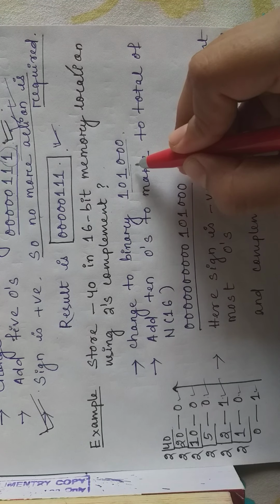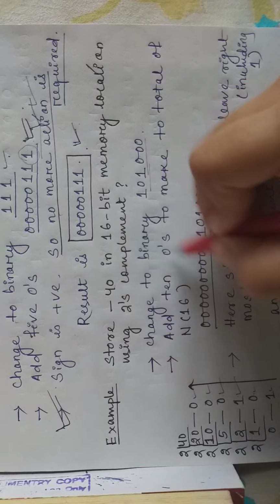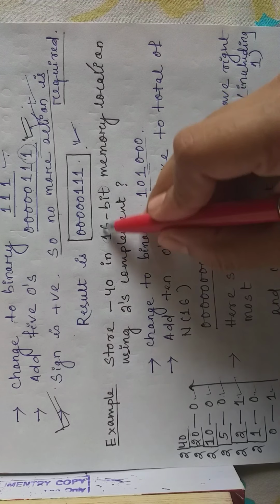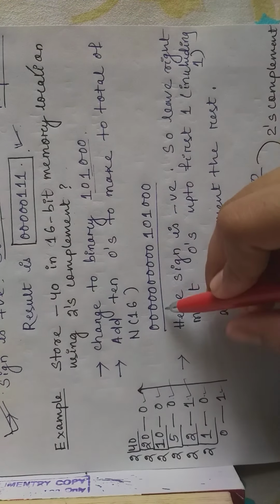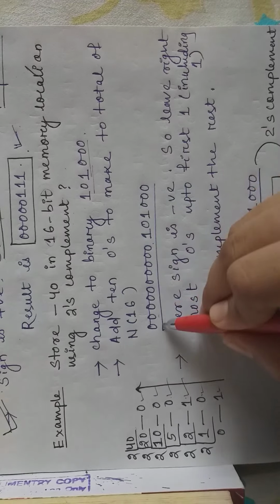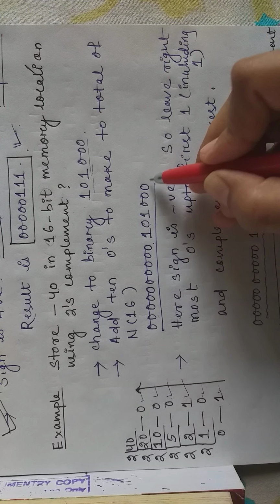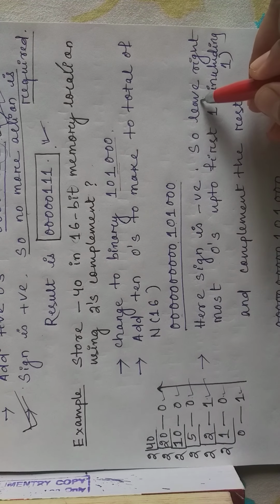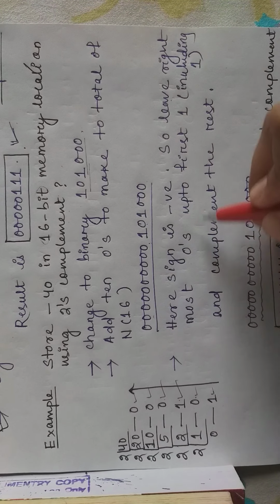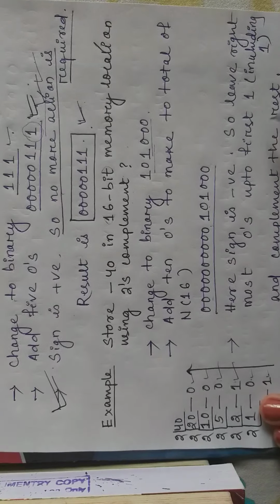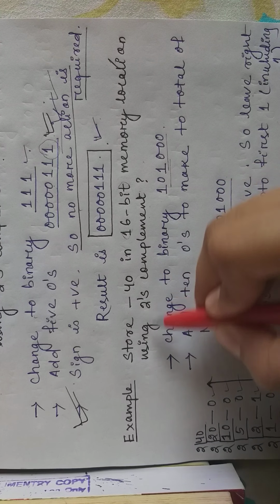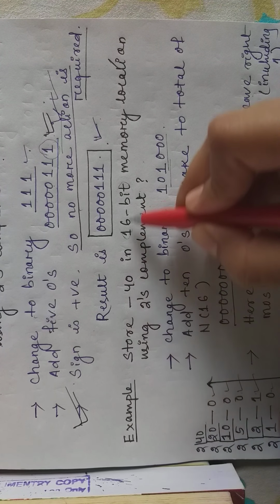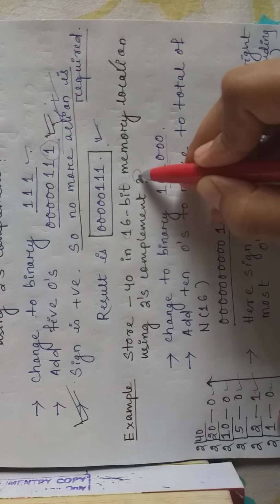but here we have 6-bit, so we are adding 10-bit, because the question is asked in 16-bit memory location. Here we are adding 10 zeros, 10 0 1 0 1 triple 0, but the sign is negative, the number is negative, so leave rightmost zeros up to first one. Here we are representing that 40 in 16-bit memory location by using the 2's complement.